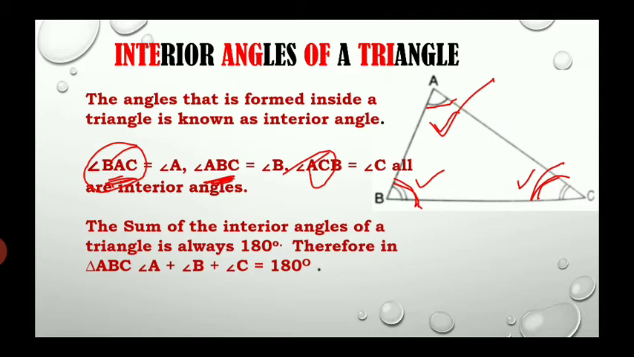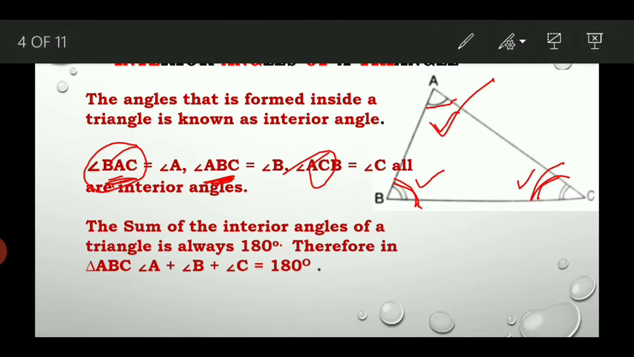Now the sum of the interior angles of a triangle is always 180 degrees. That means angle A plus angle B plus angle C, when we add up, it should come to 180 degrees. See, angle A plus angle B plus angle C, when we add up, it should give me 180 degrees.